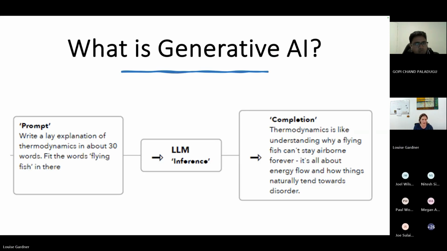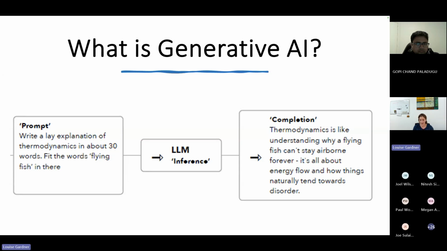So one of the keys to successfully using these tools is the way we engage with them, and we call those prompts. Here's a very simple example of a prompt on the screen: write an explanation of thermodynamics in 30 words, fit the words flying fish in there, and you come out with exactly what you've asked for.